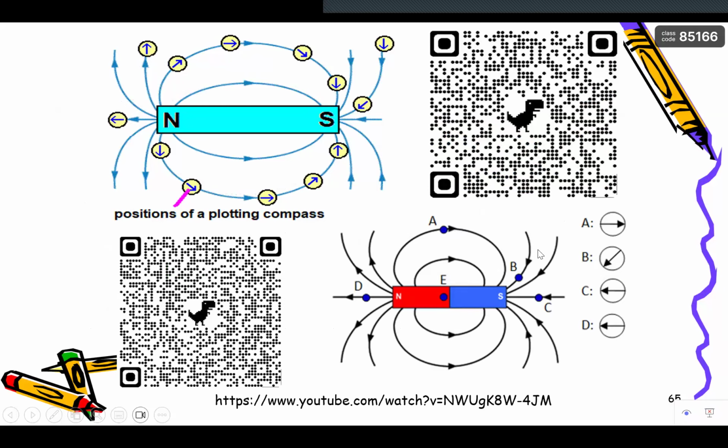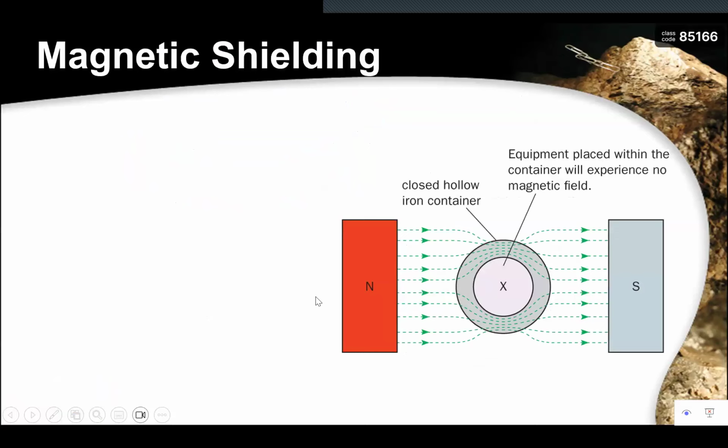If I have a compass at B, it will point in this direction, and C will point to the left, and D it will point to the left as well. Okay, so there is another thing that you need to understand, which is magnetic shielding.